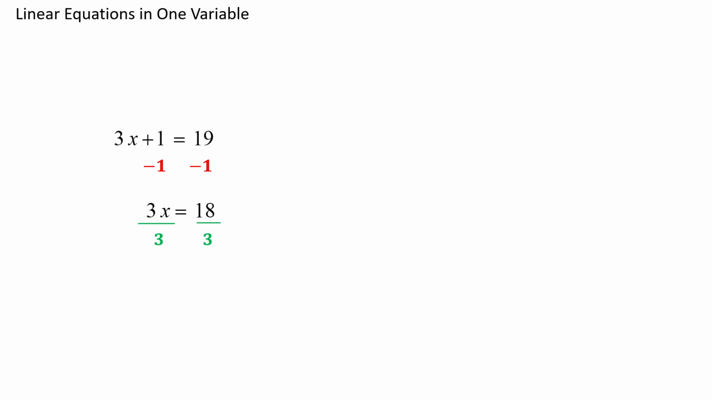Here, dividing both sides by 3 would isolate the x and give us the answer we're looking for. The goal here is to do whatever you want to both sides to make the equation simpler and ultimately get an answer.